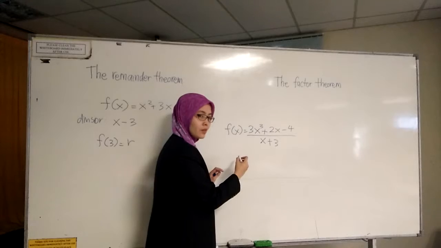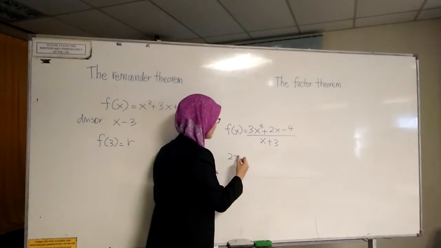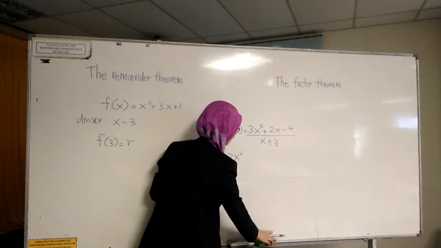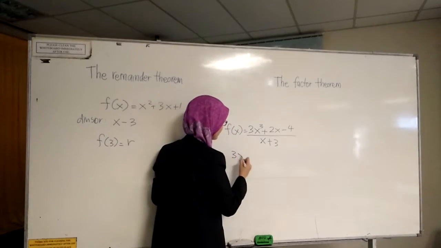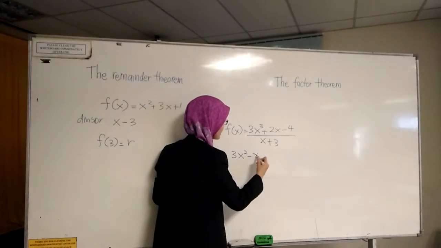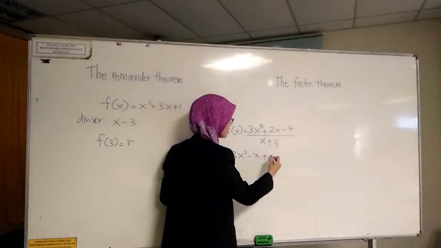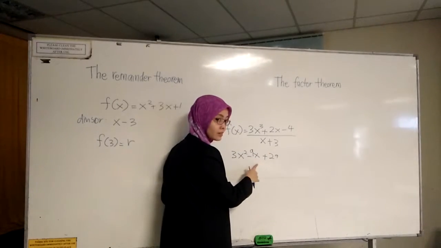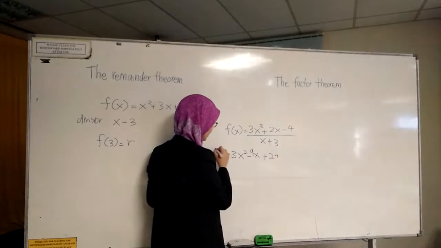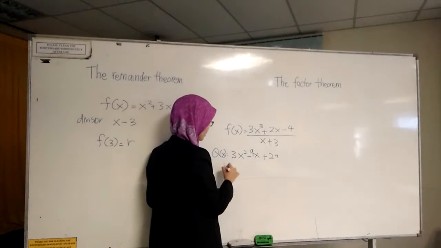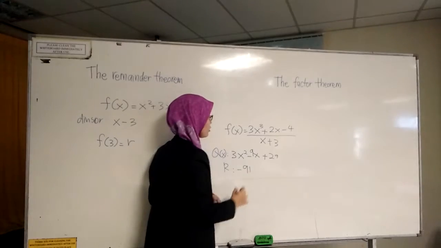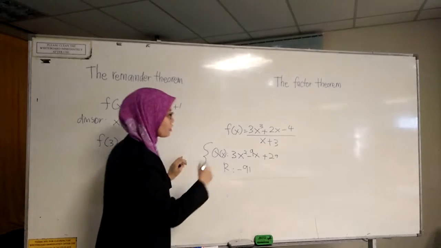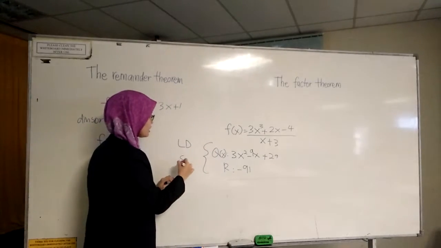So by long division, you get your quotient. What is the quotient? 3x squared, louder, 3x squared, minus 9x plus 29. Okay, this one is negative 9x. This is the quotient, and your remainder is negative 91. Now by remainder theorem, this you find by using long division or synthetic division.